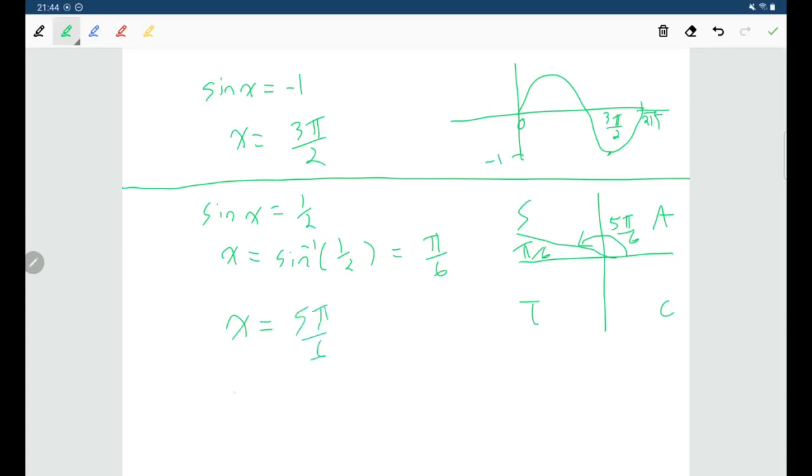So there we go. We've got 3 values in our solution set. 3 pi over 2. We have pi over 6. And we also have 5 pi over 6.